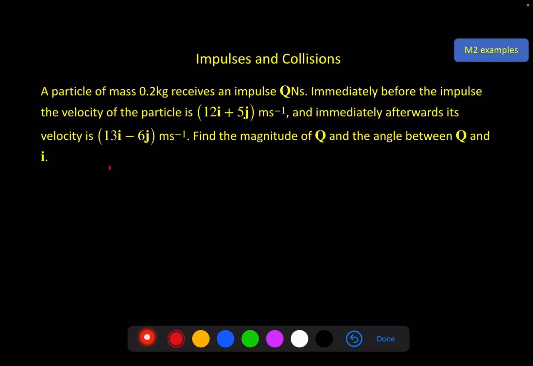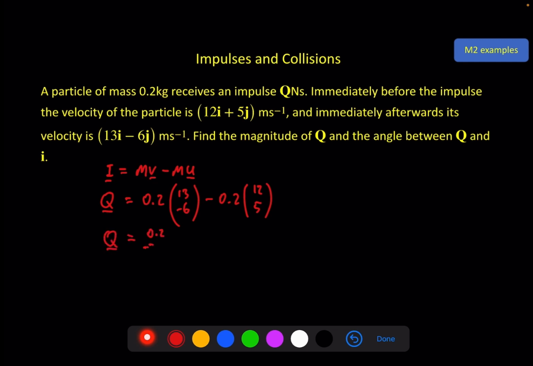So we're using the same equation, I is equal to mv minus mu, and here we don't know the impulse, but it is called something different, so Q, 0.2 for the mass, final velocity (13, -6), minus 0.2, velocity before the impact (12, 5). That gives us a vector of (0.2, -2.2). But the vector is not really what we want, the magnitude of Q.